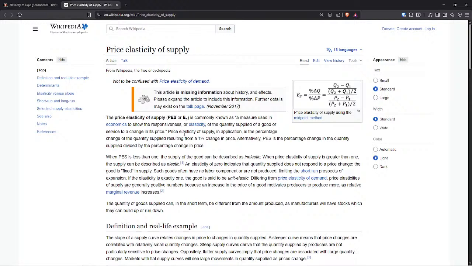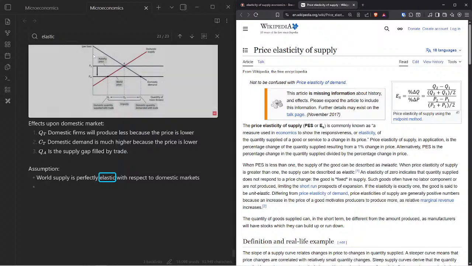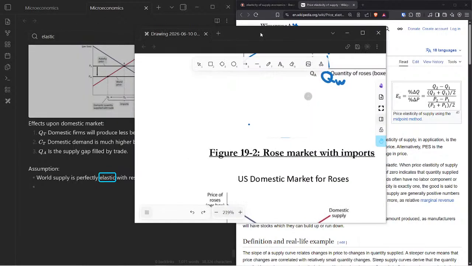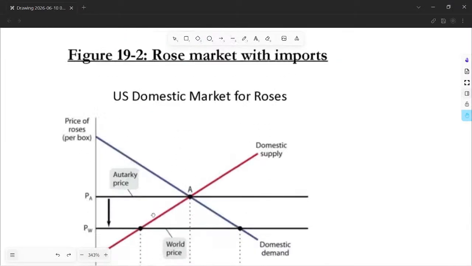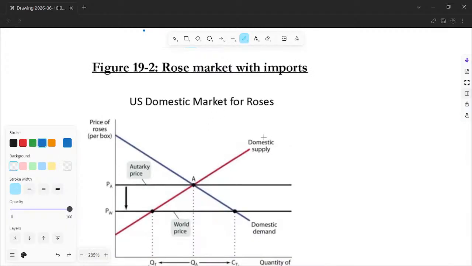So if it was perfectly elastic, then basically the quantity supplied can instantly change depending on the price. If the domestic supply here was perfectly elastic, then basically domestic firms could move anywhere along here instantly. Right? Okay.